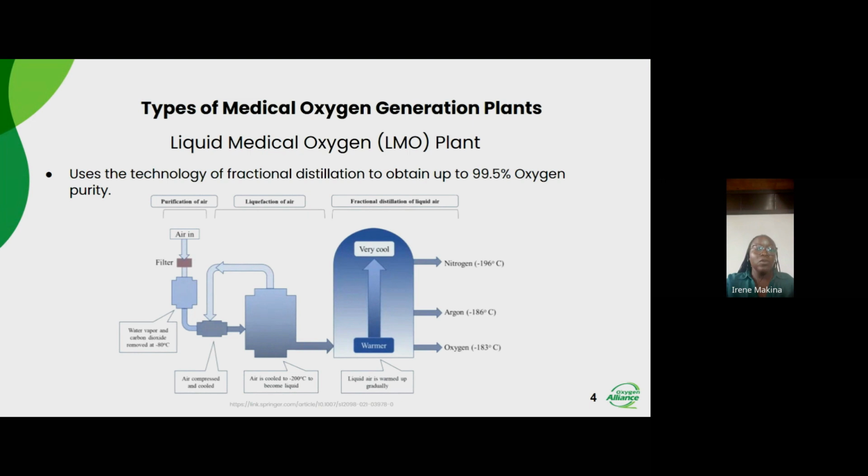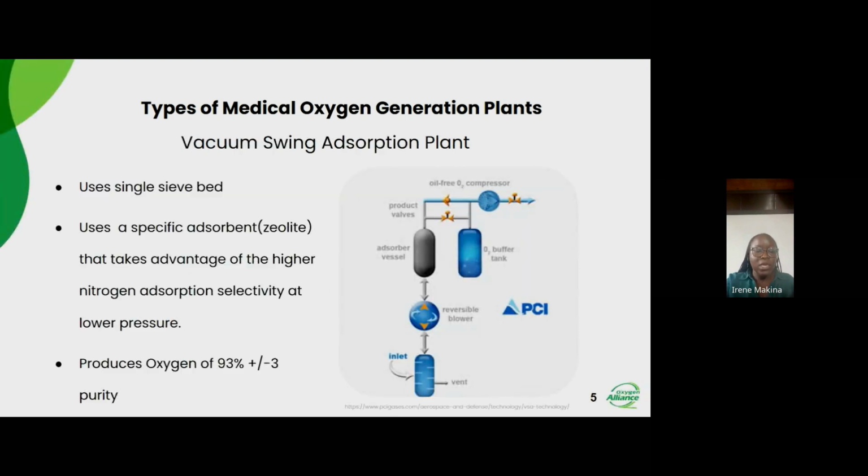We also have vacuum swing adsorption plants. In VSA technology, we have a lobe compressor that pushes air into the oxygen generator and pulls the oxygen out of the oxygen generator. The generator in this case consists of one adsorber vessel. In VSA technology, the produced oxygen purity is up to 93% with a tolerance of plus or minus 3.